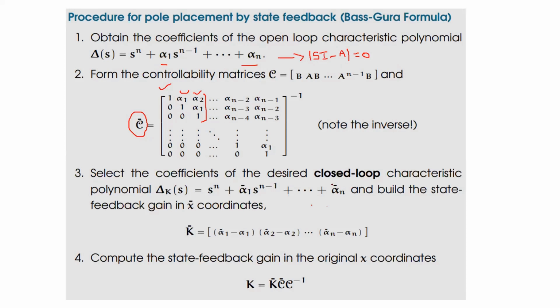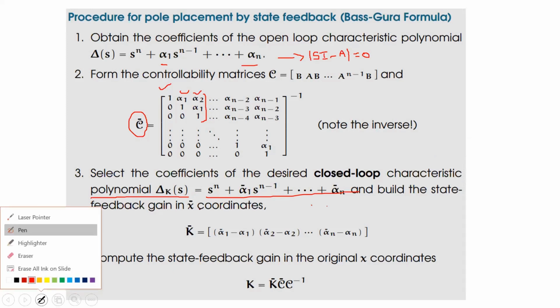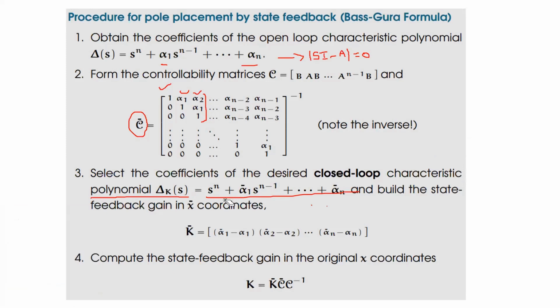Now select the coefficients of the closed loop polynomial. If it is a third order system, they can give 3 poles. If it is a second order system, they can give 2 poles. If it is a fourth order system, they can give 4 poles. Suppose they give 3 poles, then based on the 3 poles we have to find one polynomial. By multiplying all the factors, I will get one more polynomial. That is called the closed loop polynomial.